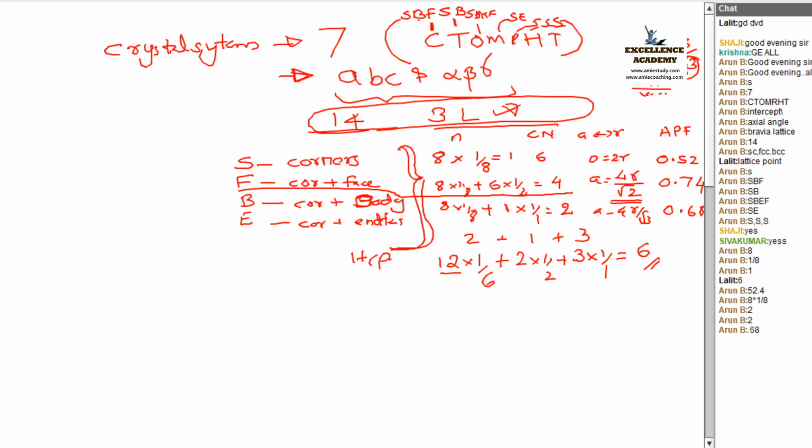Next, what is the coordination number there? The coordination number of FCC as well as HCP, both are the same. It is 12, isn't it? Next, what is the relation between A and R? A is equal to 2R. What is the value of APF? Same as that of FCC, that is 0.74, isn't it? Can all of you recollect?